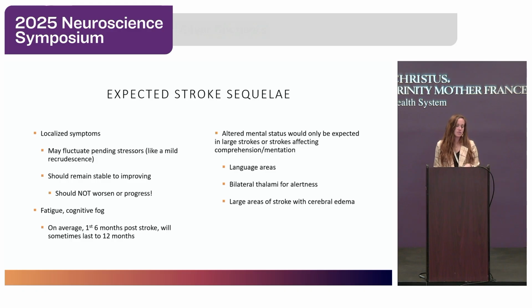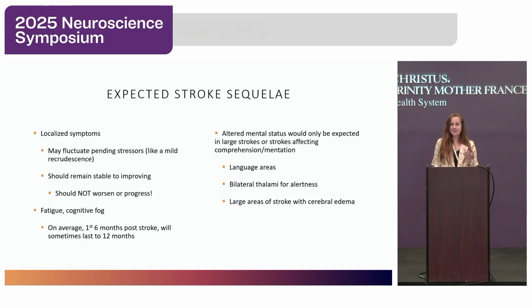Stroke sequelae. When you have a stroke, you're going to have symptoms that are localized to the area of the stroke, whatever that portion of the brain controls, right? And again, similar to when we talked about recrudescence at the beginning of the talk, sometimes those symptoms are going to fluctuate a little bit, especially in the earlier days.